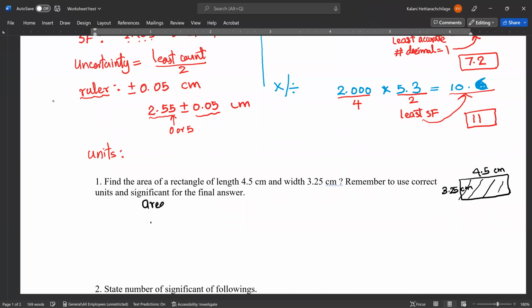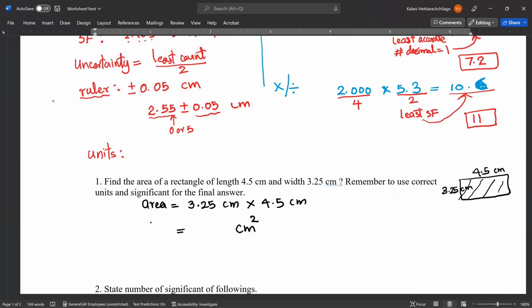So area is equal to 3.25 centimeter. First time I'm going to write it, and 4.5 centimeter. So what will be your final answer for this one? Important thing here, practice your units multiplication and also practice your multiplication rule that we learned, right? Centimeter times centimeter, that will give you centimeter squared in units. Multiplication, you have to do the multiplication of units and also multiplication of the number. Division, you need to do the division of the number, division of the units.